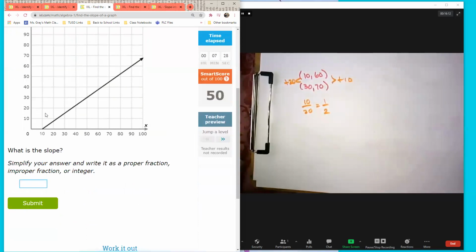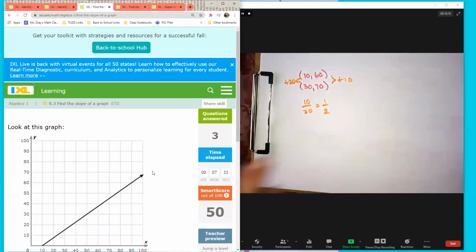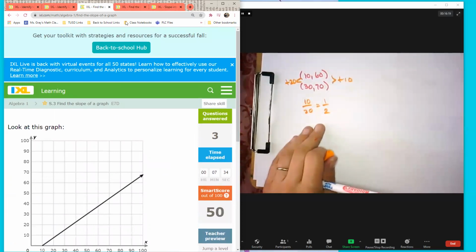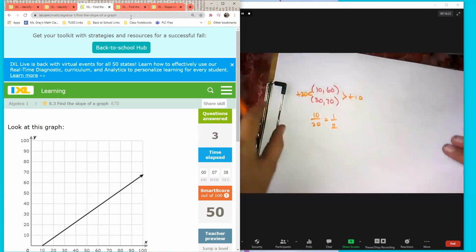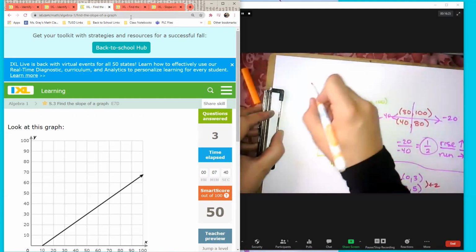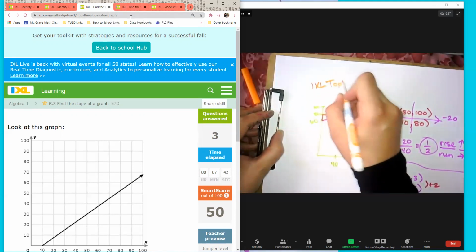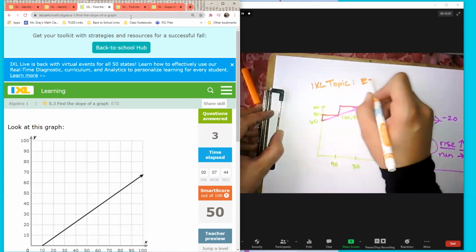So really you're just going through the graph and figuring out how to find points and handling it like we would have with a table. Which brings me to the next topic. Oh, did I not write down what the topic was? So this was IXL topic E7E.